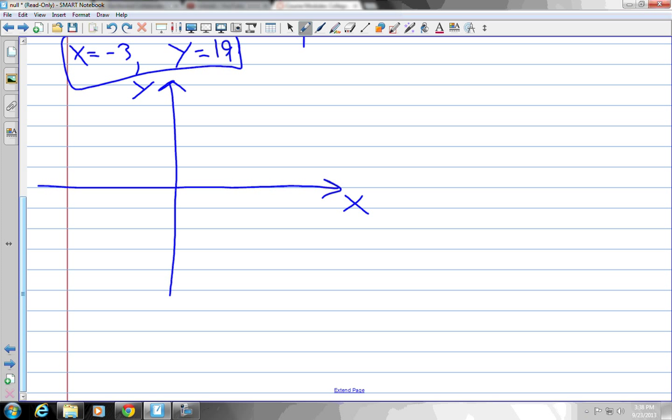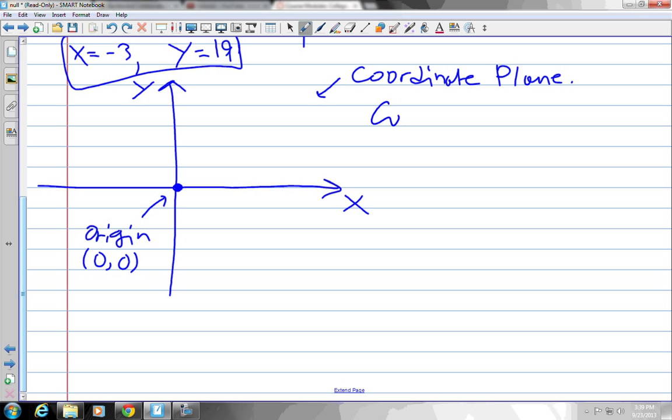Now the way we label it, the point where the lines intersect is called the origin. The location of the origin is 0, 0. And that's what we actually do. This is full of ordered pairs, okay? What we have here, we now call a plane. This is the coordinate plane. Sometimes it's called the Cartesian plane. Not 100% sure how to spell that, so I'm just going to scribble.